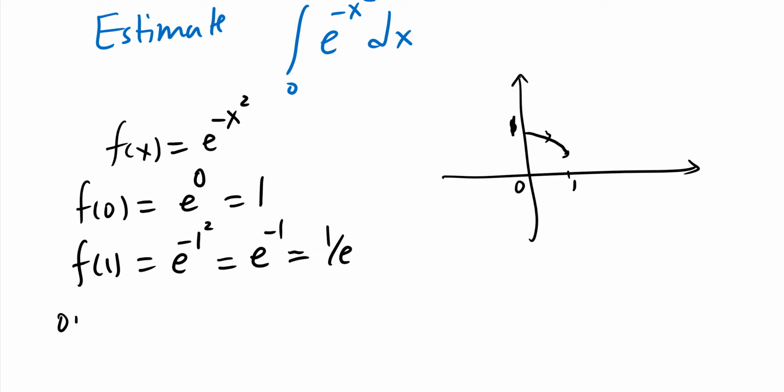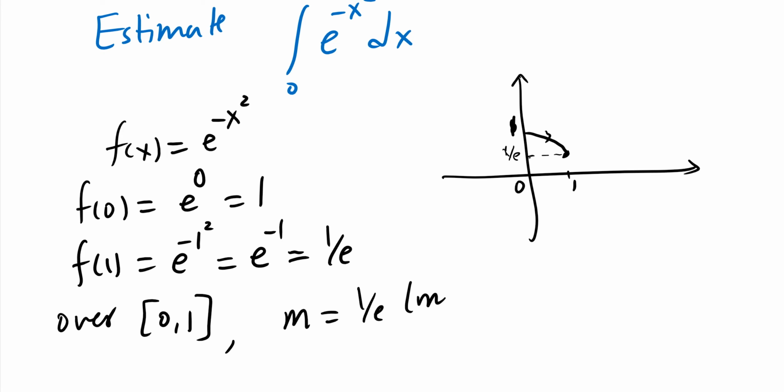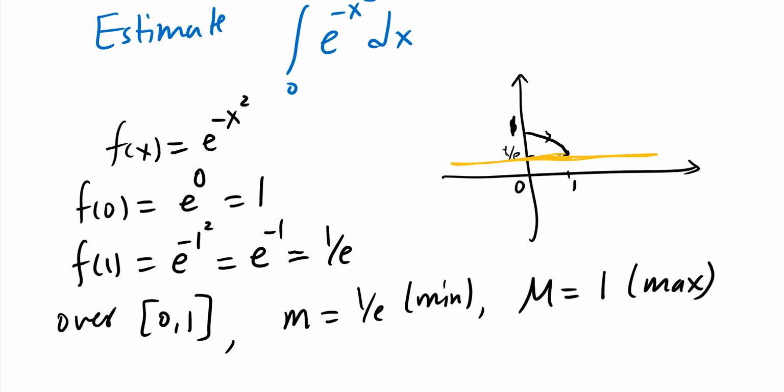So over the interval 0 to 1, we know that the function is not going to go below 1 over e. It will never go below 1 over e. So the minimum, small m, is 1 over e. That's the minimum value the graph can reach. And capital M is 1. That's the maximum the graph can reach. As soon as you find the minimum and the maximum, the graph will not go below 1 over e or above 1.